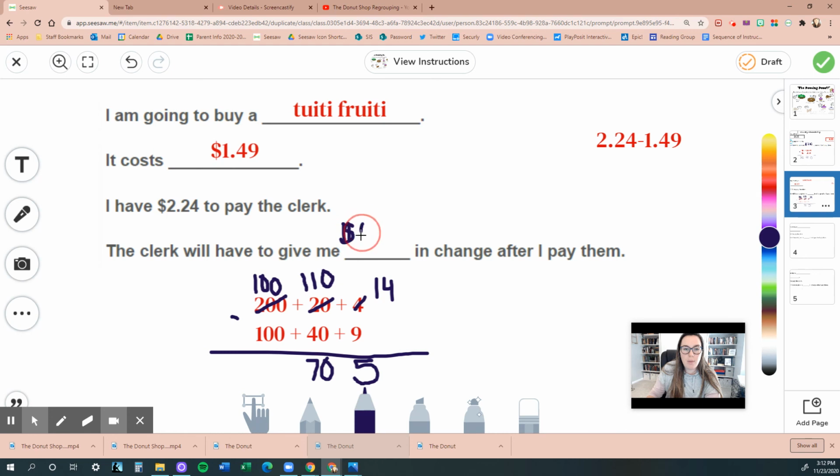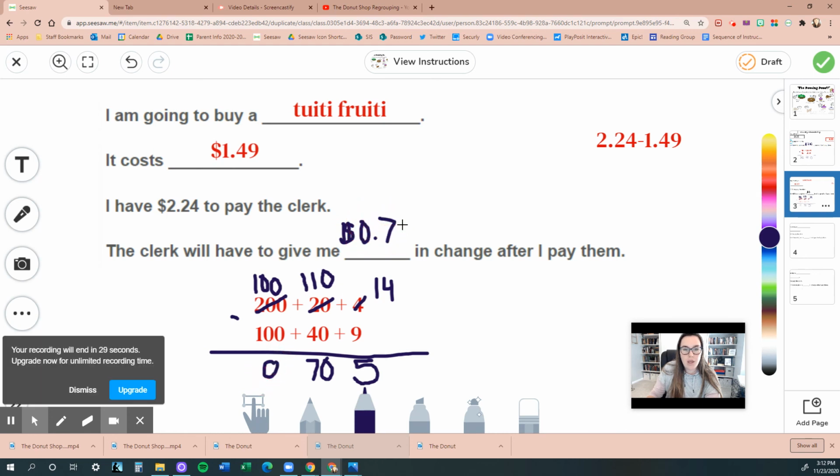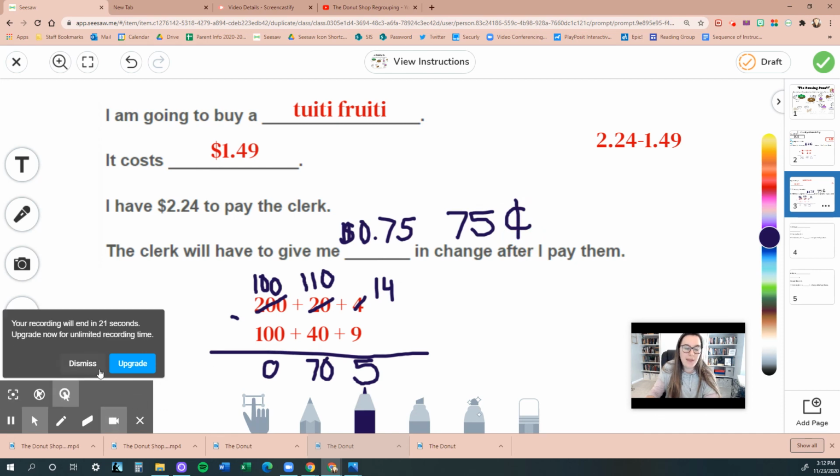We could write that like this, that they're giving us $0, because that's 0 hundreds, and 75 cents, or we could write it like this, that they have to give us 75 cents back in change. And that's how you make change with expanded form.